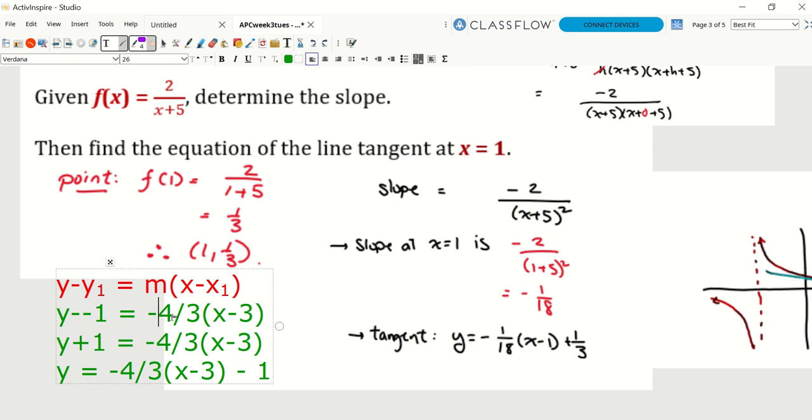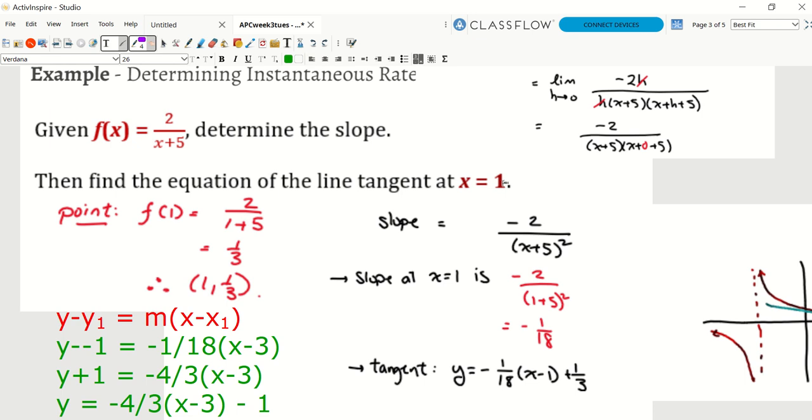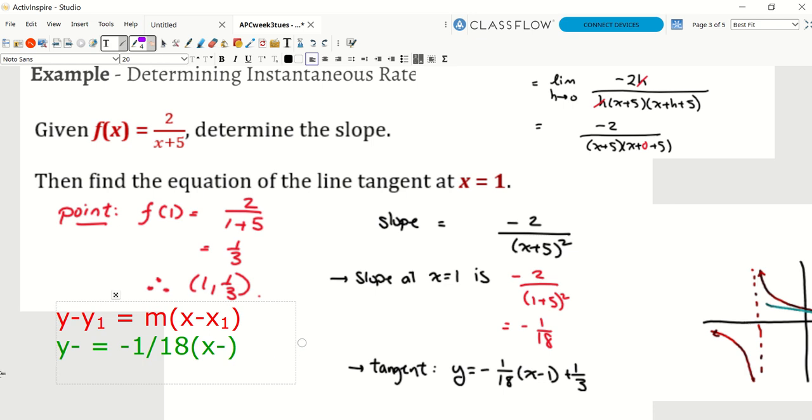So that -1/18 goes in right here. All right. And then we have an x value of 1. Okay. So we have x value of 1. And let me delete this over here. Delete this. Okay. And let's delete this right here. So we have an x value of 1.